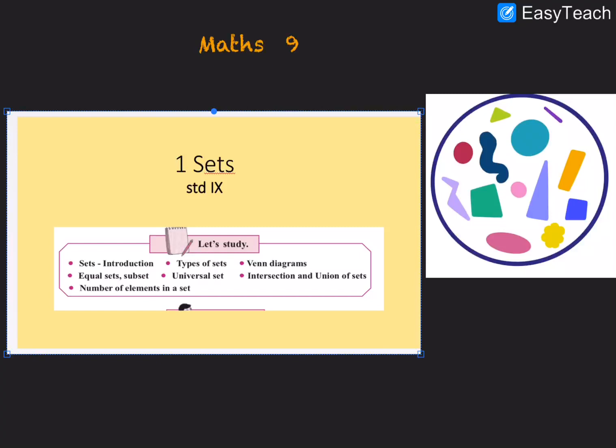So we have been discussing what are sets, subsets, Venn diagram, two types of set builder and roster form of writing sets, equal sets and all. So today we are going to continue that chapter.